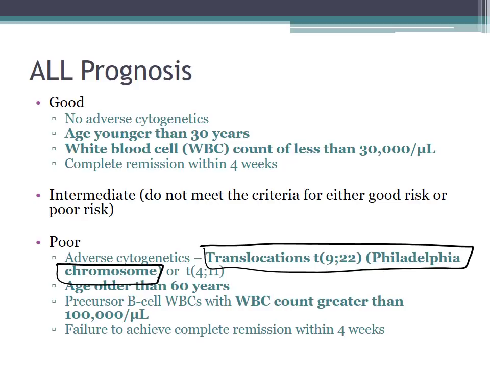As well, if patients are older than the age of 60, then they have a much poorer prognosis. So that one I want you to remember. And finally, also remember that if they have a high white blood cell count that's higher than 100,000 at presentation, that is a concern for a poor prognosis. Also, patients who do not reach remission within that 4-week period after chemotherapy started also have a poorer prognosis.